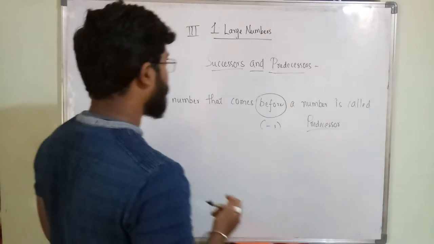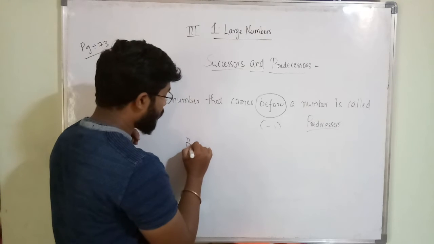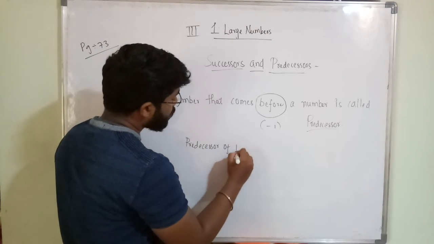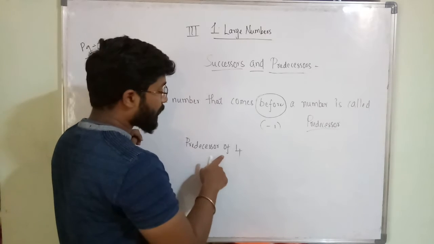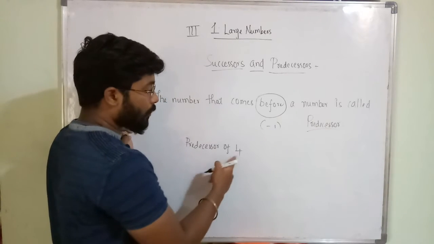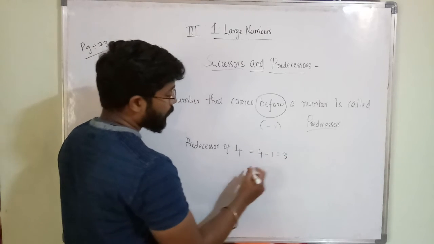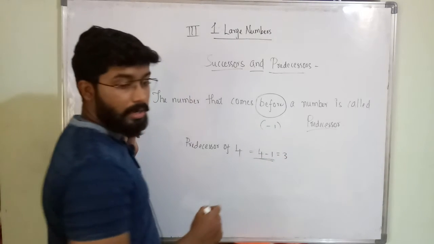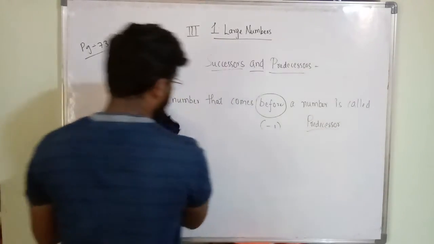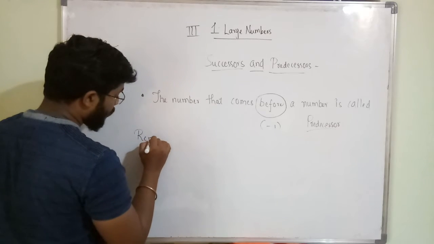So he will give some number. Suppose he has given 4, he is asking to find out the predecessor of 4. So we have to find the number which is before 4. What you have to do? 4 minus 1 equal to 3. So to find out the predecessor, you have to do -1. That's what he has given in the remembering point. See here he has given one more point to remember.